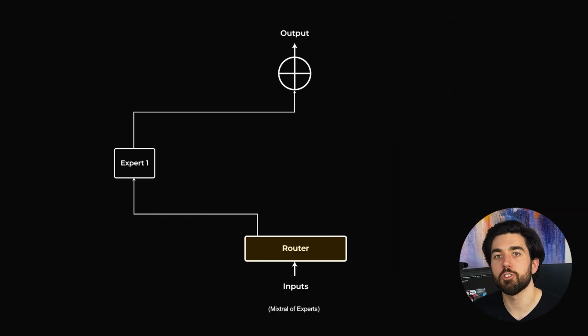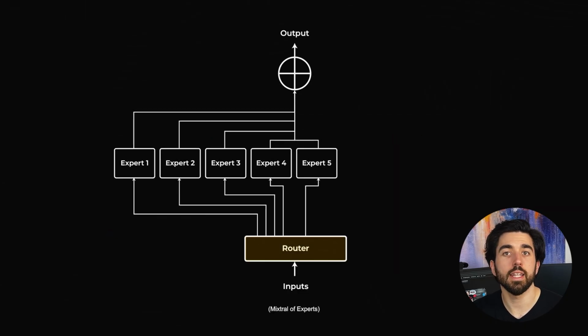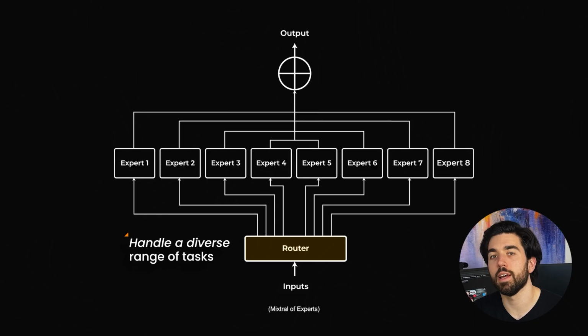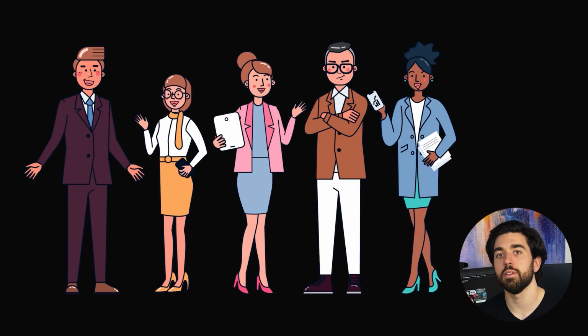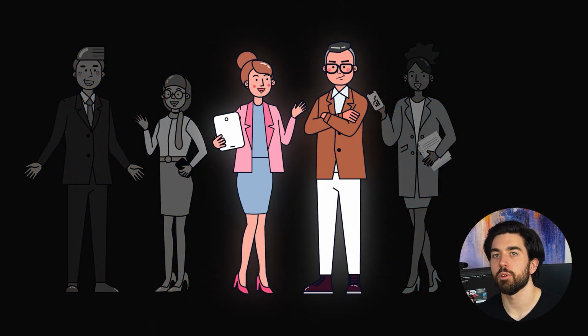MOEs can leverage specialized knowledge within each expert, enabling the model to handle a diverse range of tasks more efficiently than a monolithic or dense network that applies the same computations to all inputs. You can think of this as equivalent to a diverse team of human specialists where only the relevant experts are consulted for a specific problem. Everyone's time is not wasted in an all-hands meeting for every problem. Hopefully, not too often at least.